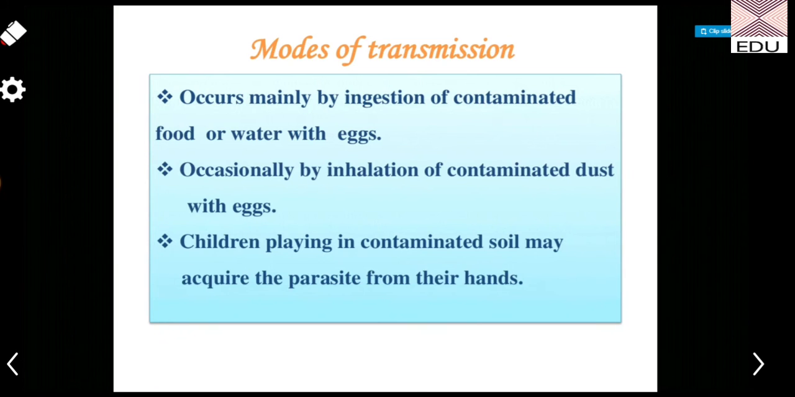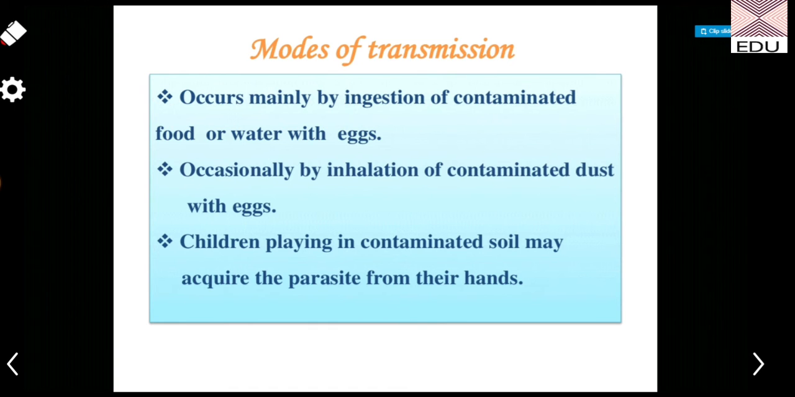Now if we go further, there are some modes of transmission. It occurs mainly by the ingestion of contaminated food or water with the eggs. So this is the particular stage for the mode of transmission. If we are taking in the eggs with the first larval form, or the first rhabditoid larvae, we'll be having Ascariasis in the coming time.